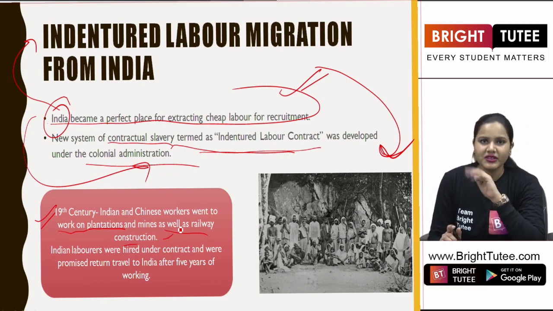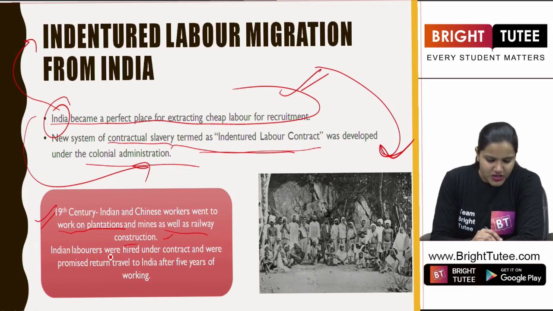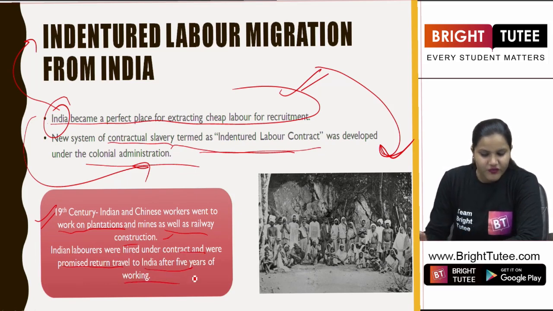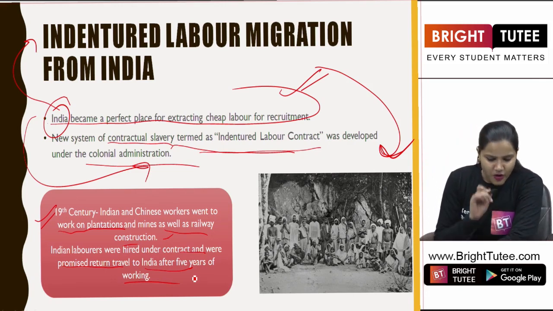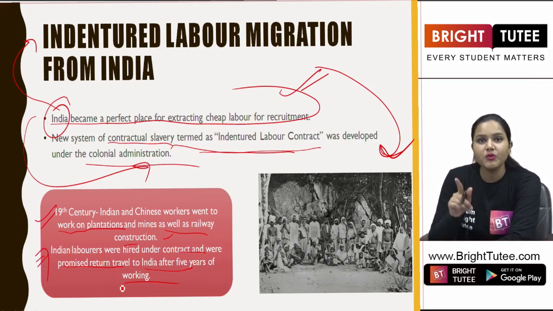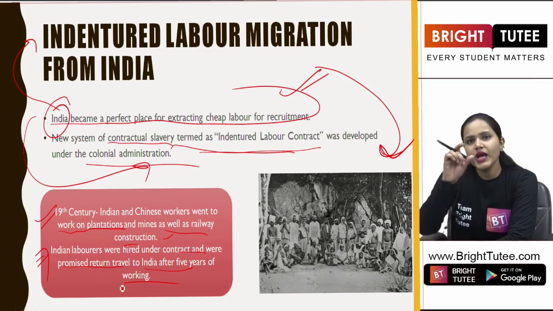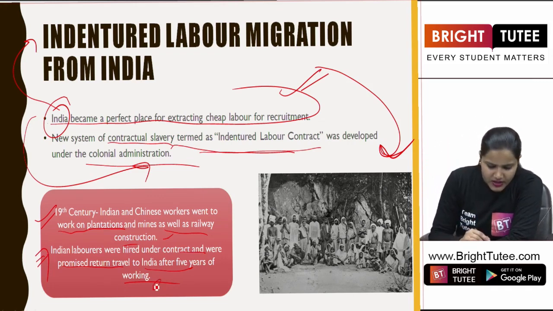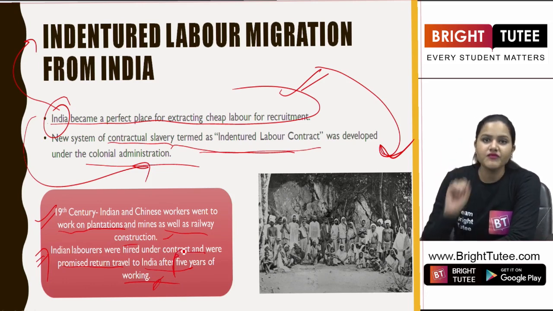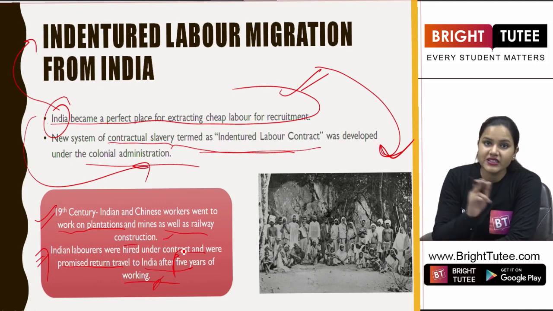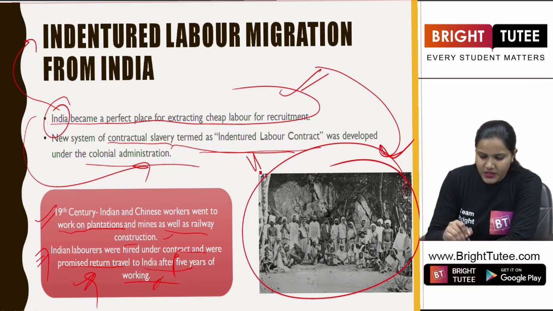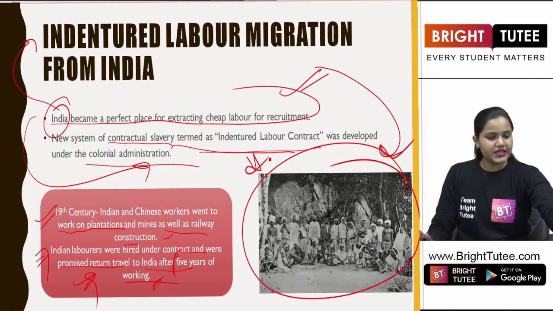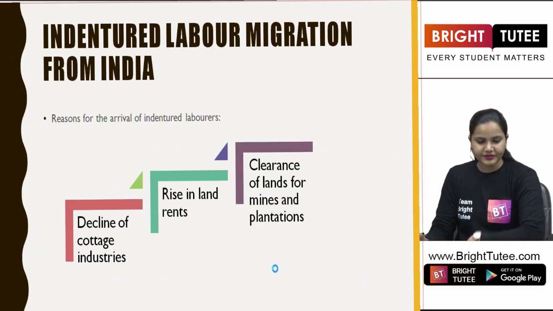But was that condition true? Let us see that. Indian laborers were hired under contract and were promised return travel to India after 5 years of working. Now, are you understanding the term contract here, students? For example, these Indian laborers were hired under contract. When I'm saying contract, here it means for how many years? They had to work for 5 years and they were even promised the return travel to our country, India, right? Now, this picture shows the indentured labor in different regions that were sent off.